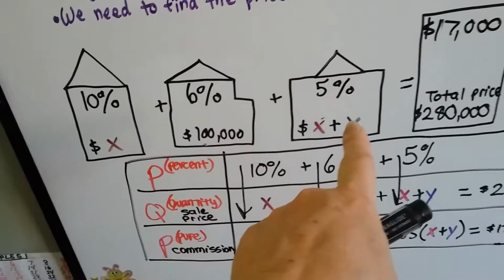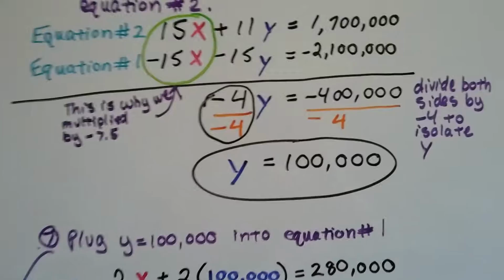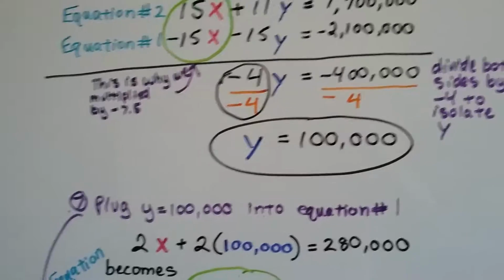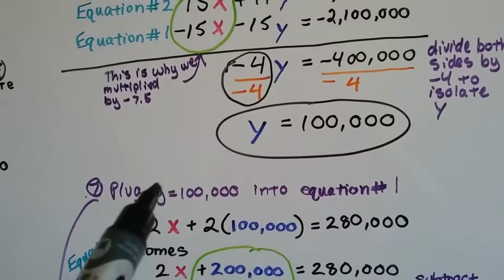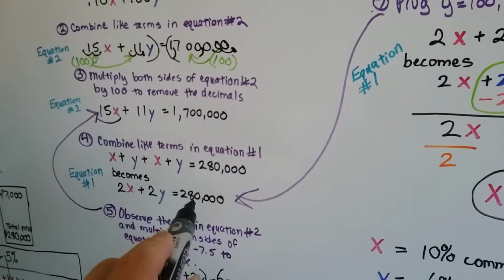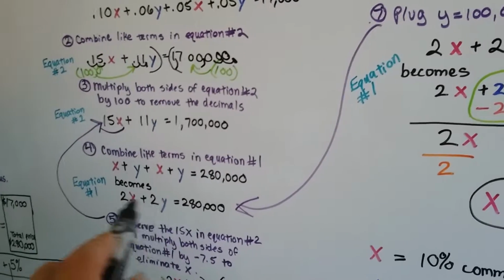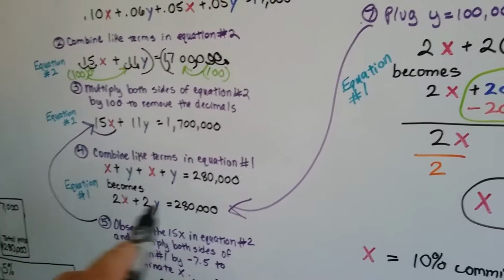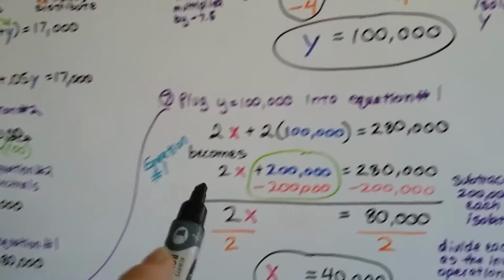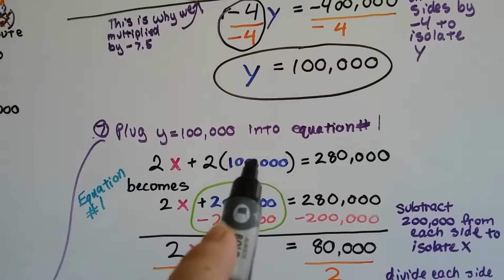And look, we know that this is 100,000 plus x. So we're almost there, okay? So now we know that y equals 100,000, all right? So here's our next step. Step number 7. We're going to plug that y equals 100,000 into equation 1, into the old equation 1. The old equation 1 that said 2x plus 2y. That was the x plus y plus x plus y, see? We're going to plug it into this equation, okay? That original equation 1. So instead of having y, we put 100,000 there.